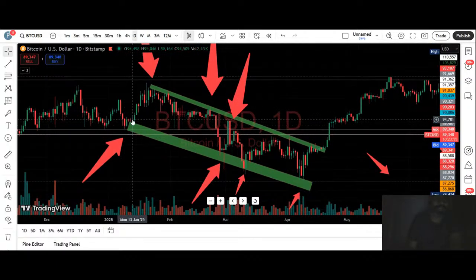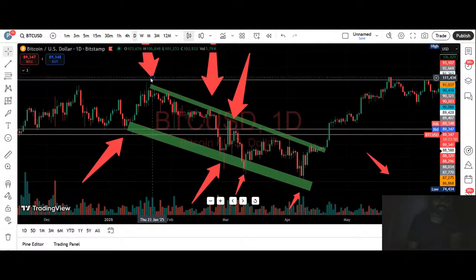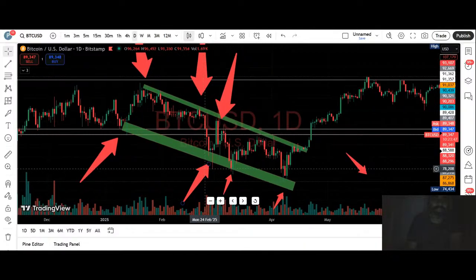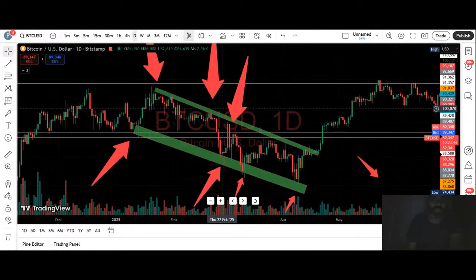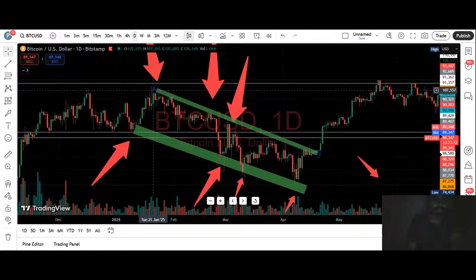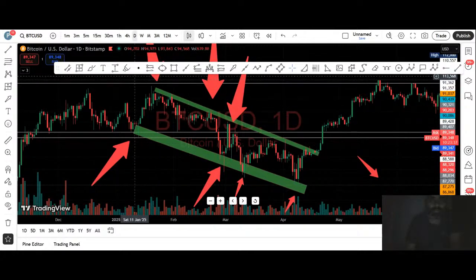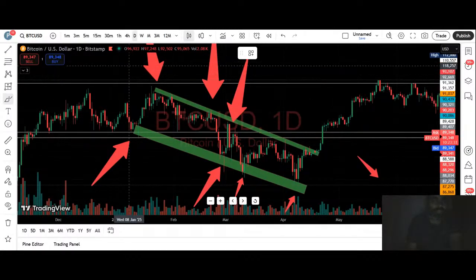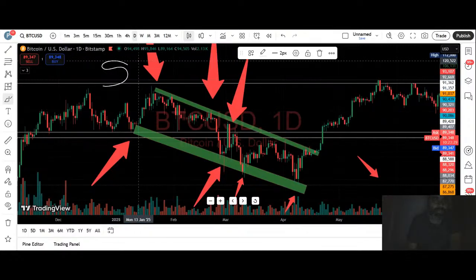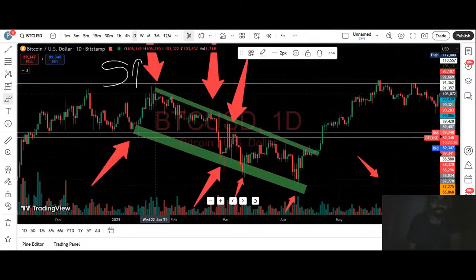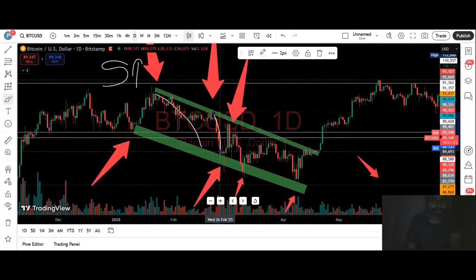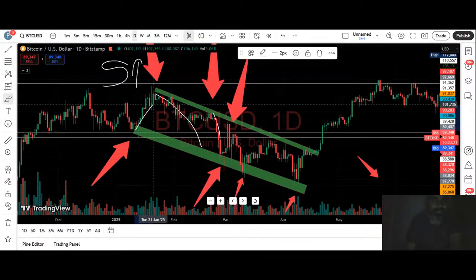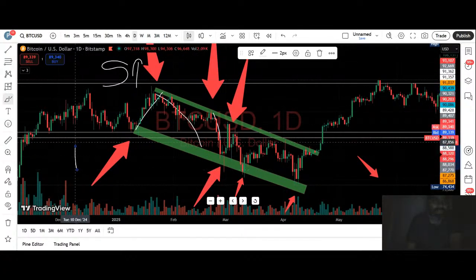At this point, demand increased and the price went up. At this point, sellers are heavy, they sold. This means this is the trend. At this point, supply is increasing. Supply means selling. At this point, demand is increasing. It means buyers are active here.